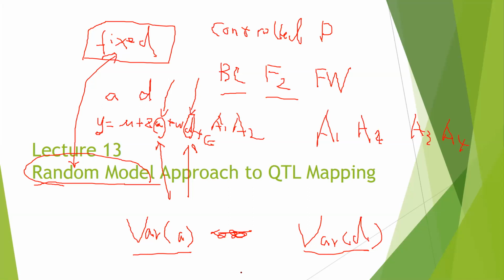So you can think about this strategy as a dimension reduction strategy. For example, if you use the fixed model and there are 100 alleles at this locus, you have to estimate 200 parameters. But if you use the random model, for this locus you only need to estimate 2 parameters. One is the variance of the additive effect. The other one is the variance of the dominant effect. So is that clear? That's the difference between the fixed model and the random model.